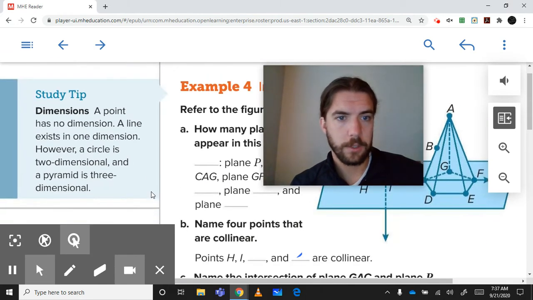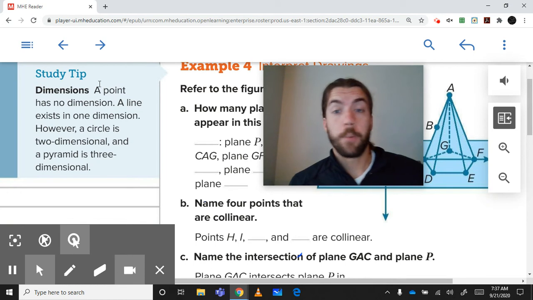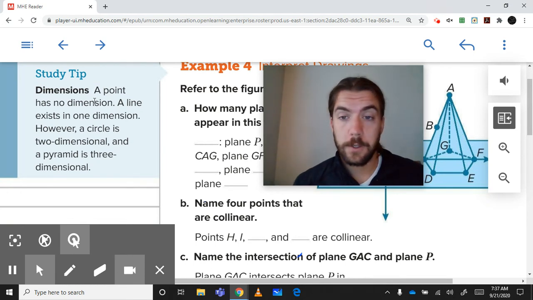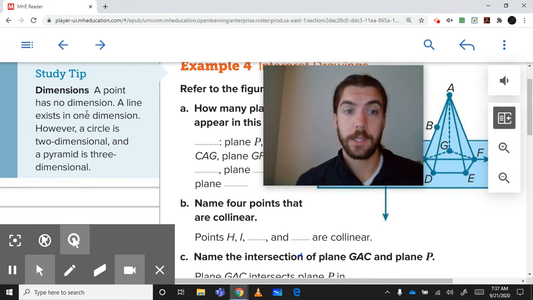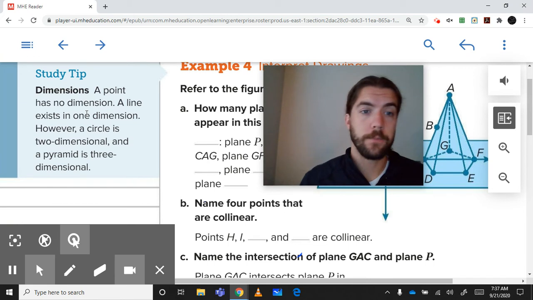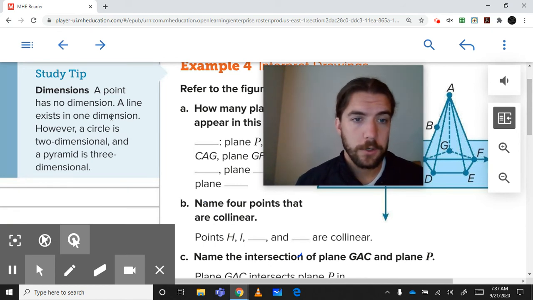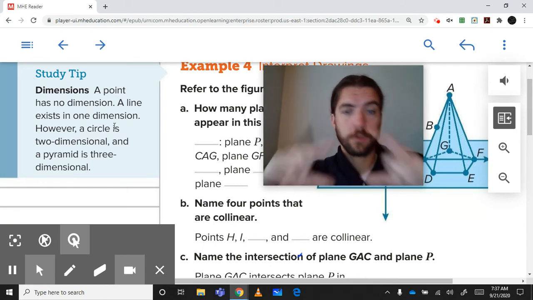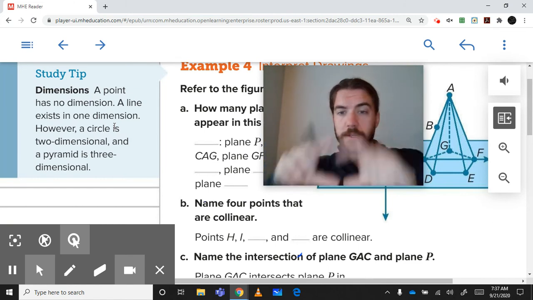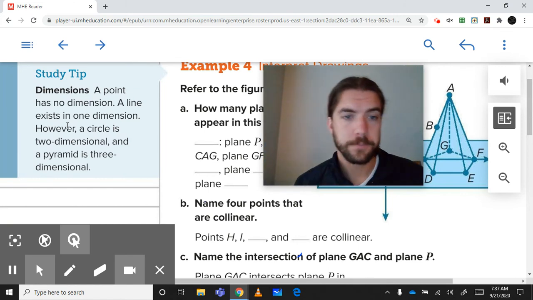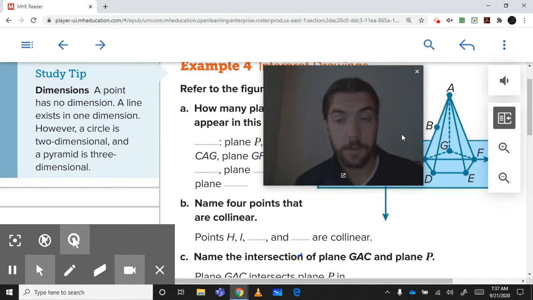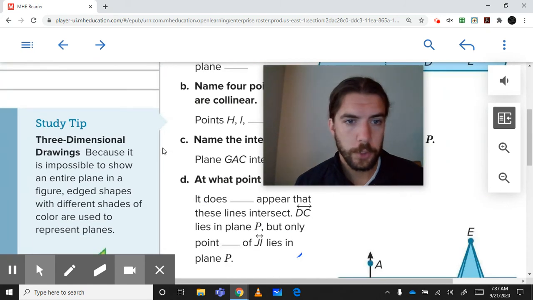Okay, the first one being just a reminder that a point has no dimension, right? It doesn't have a length, width, or height. A line exists in only one dimension. The length of that line is the only dimension it exists on. It doesn't have a width. It's not a thick line. So the definition of a line means just a straight line between 2 points with no width or height, just one dimension. A circle is 2-dimensional because it can exist on a 2-dimensional piece of paper, and a pyramid like this is 3-dimensional.